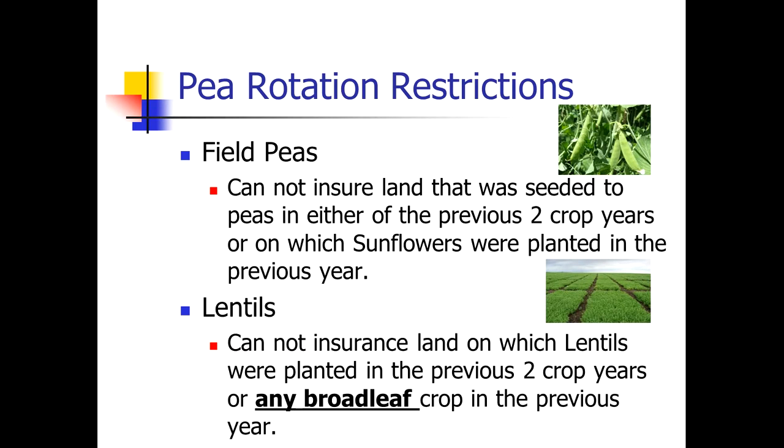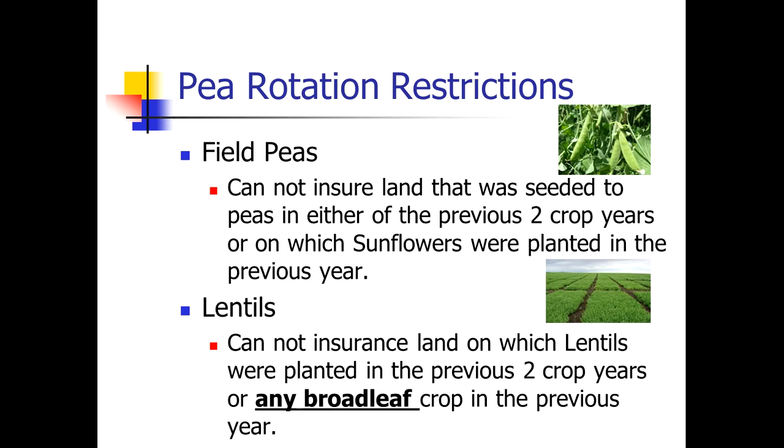This is probably the biggest thing to understand, especially as we get into multiple years of doing this, is that there's rotation restrictions on all these pea and lentil products. Basically, this is for disease problems that develop if you seed these more than once every 3 years in the same field. So on field peas, you can't insure any land that was seeded to peas in either of the previous 2 crop years or on which sunflowers were planted in the previous year. So basically, you can't seed field peas in 2014, then seed wheat, and then go back to field peas. There has to be a 2-year break in there.